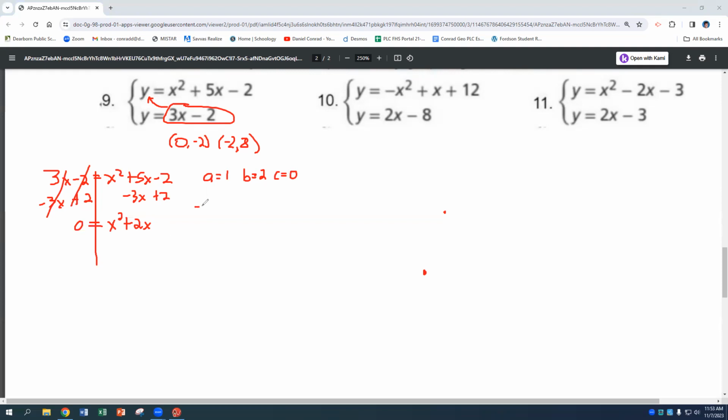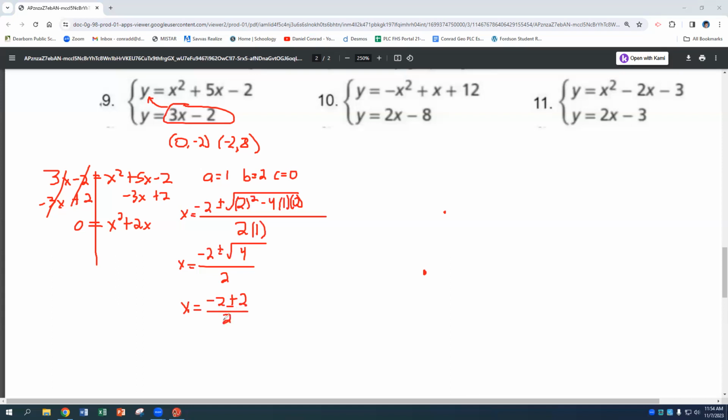So when I use the quadratic formula, I'm going to have negative 2 plus or minus the square root of 2 squared minus 4 times 1 times 0, all over 2a, so 2 times 1. This is going to end up just being 4 minus 0, which is just 4, all over 2. The square root of 4 is 2. So I'm going to get negative 2 plus or minus 2 over 2.